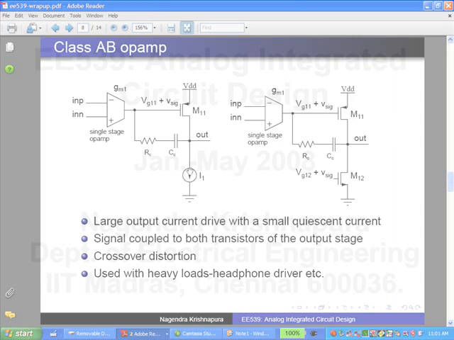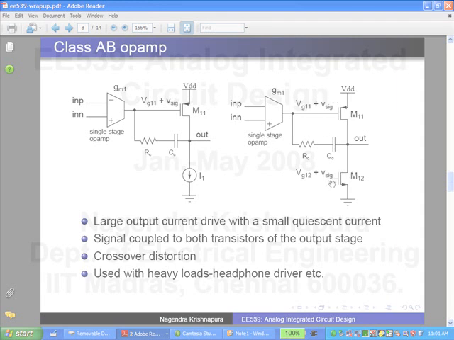That's the idea behind a class AB op-amp. You maintain a small quiescent current, but you can drive a large current in both directions when necessary. So, before this used to be a transistor with a fixed bias. Now, this is a transistor with some bias, so that it carries a certain quiescent current. Plus, the signal that appears here must also appear at this point. You need to make some arrangement to ensure that.